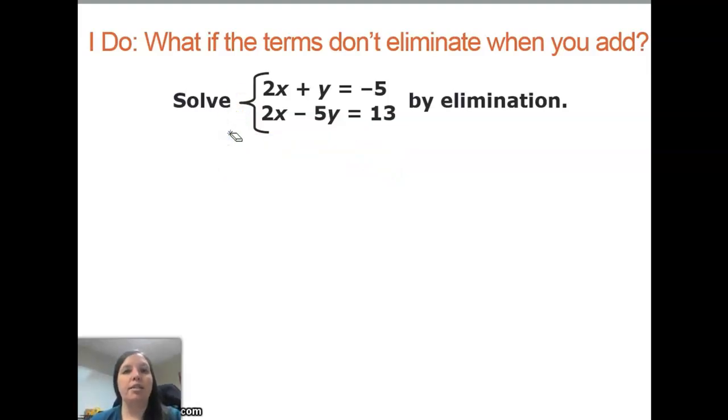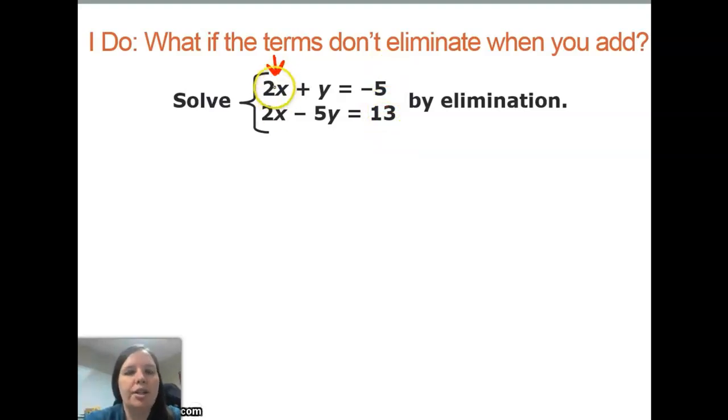Well, what you want to do is pick a variable. Now, it doesn't matter whether you pick x or y. Sometimes it'll be easier to pick one than the other. And you want to say, okay, so I'm going to focus on my x's here. And notice how everything is lined up. My x's are lined up, my y's are lined up, my equal signs are lined up, and my constants on the right side here. What if the terms don't eliminate?